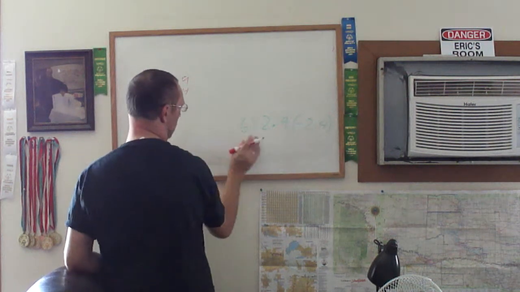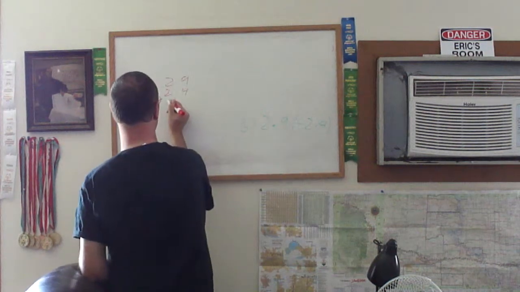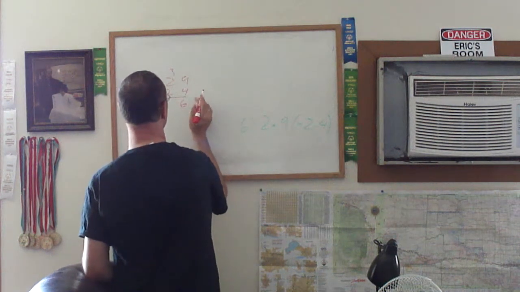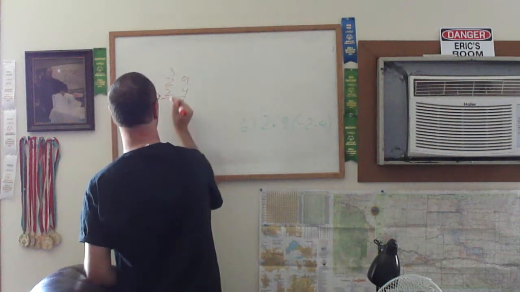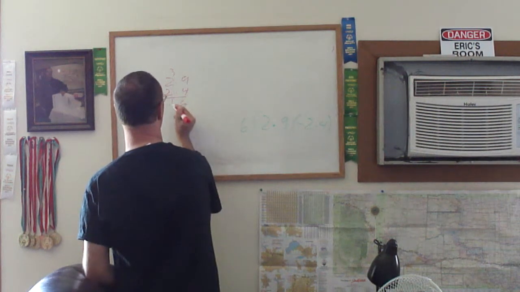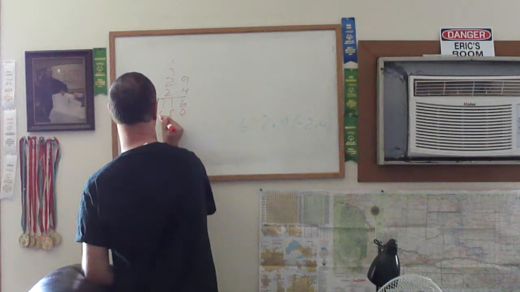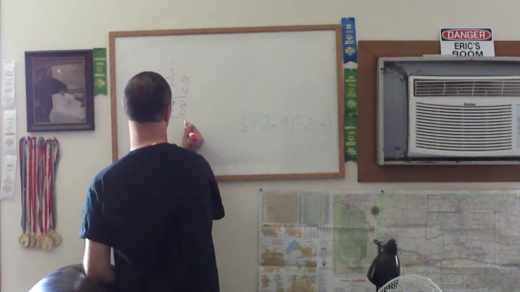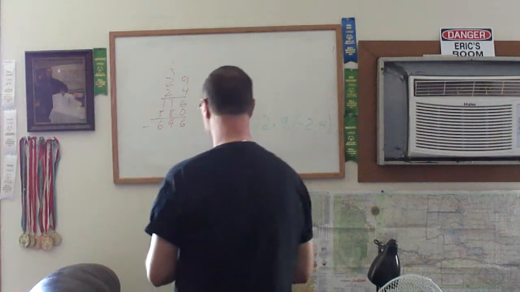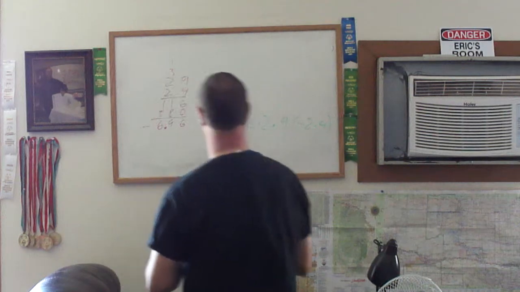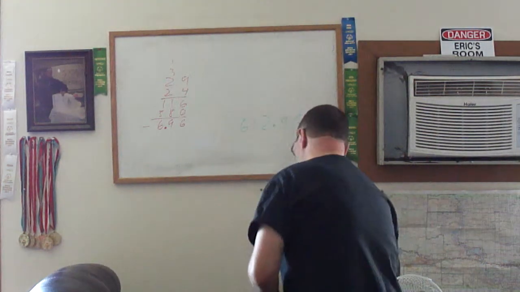2.9 times 2.4: one positive, one negative, so the answer is going to be negative. A negative 50. Wow, that's a big number. And 9600.